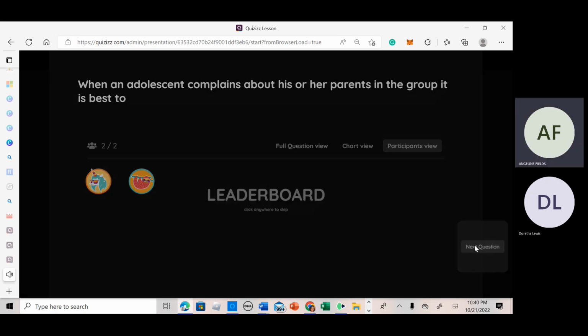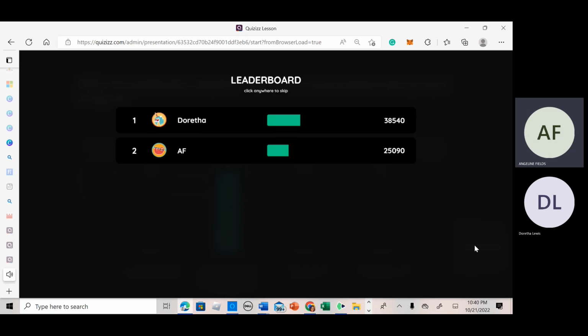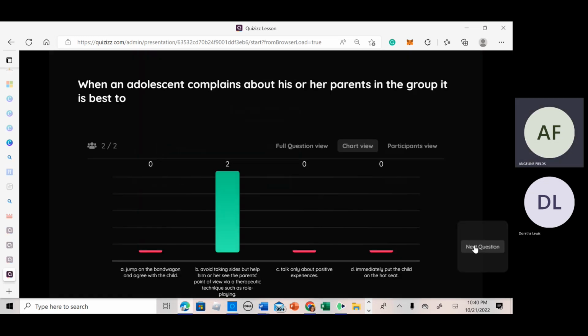When an adolescent complains about his or her parents in the group, it is best to avoid taking sides, but help him or her see the parent's point of view via a therapeutic technique such as role playing, which is true. Having the child see things not just through the child's point of view, but also through the adult perspective might have them change their mindset, not because the counselor changed it, but because of the information they are sharing.